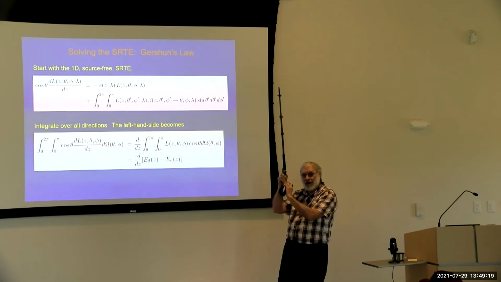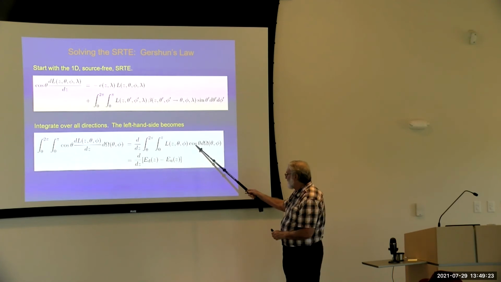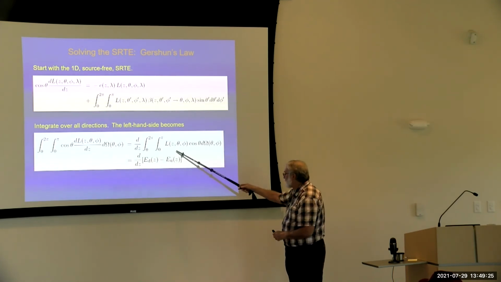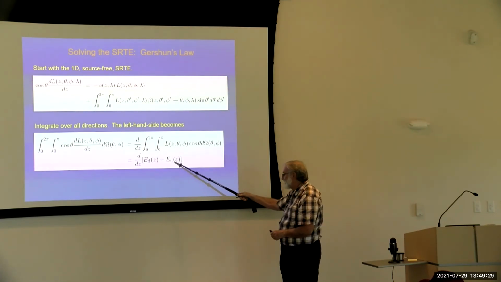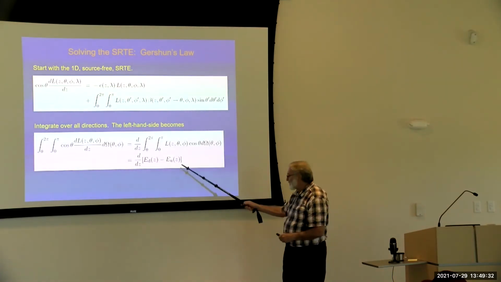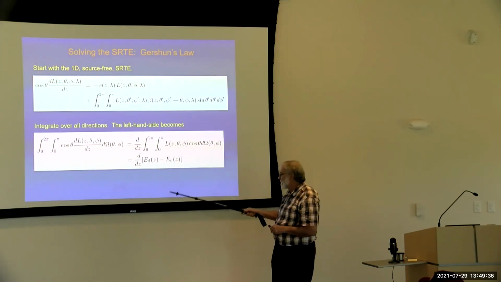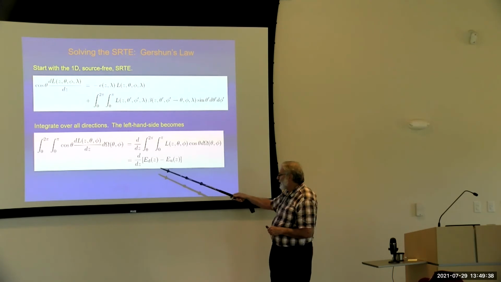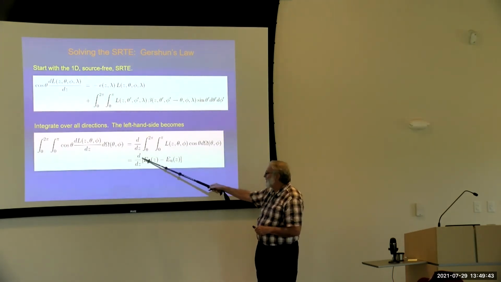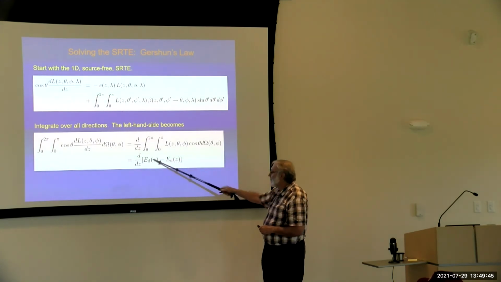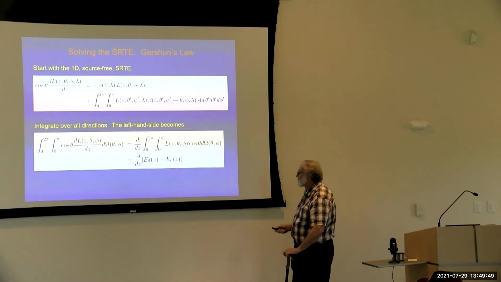From 90 to 180, the cosine's negative. So cosine becomes negative, but we still have the integral of radiance times cosine. Well, that just gives me minus EU. So this is called the net plane irradiance, or net downward plane irradiance. So I end up with the left-hand side becoming the depth derivative of the difference in ED and EU. So, okay, tuck that aside.